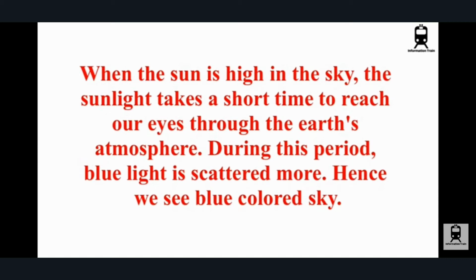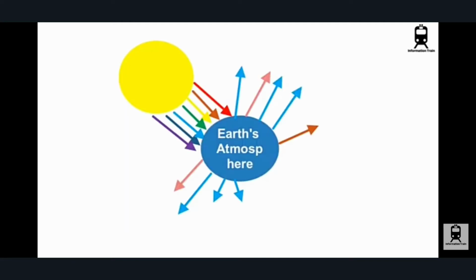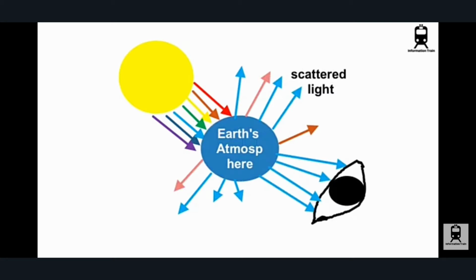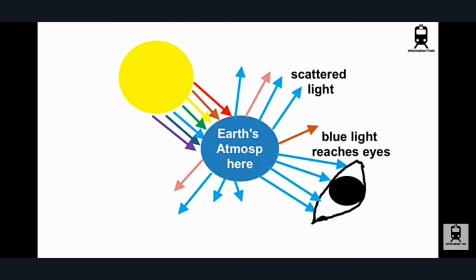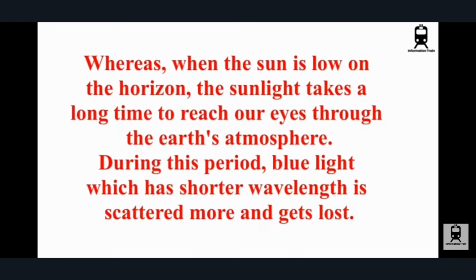When the sun is high in the sky, the sunlight takes a short time to reach our eyes through the Earth's atmosphere. During this period, blue light is scattered more, hence we see blue light easily. Blue light has a short wavelength, so it reaches our eyes quickly. That's why the sky appears blue.